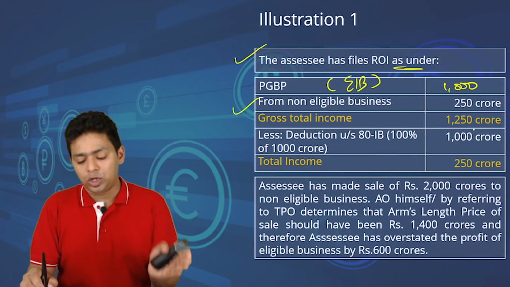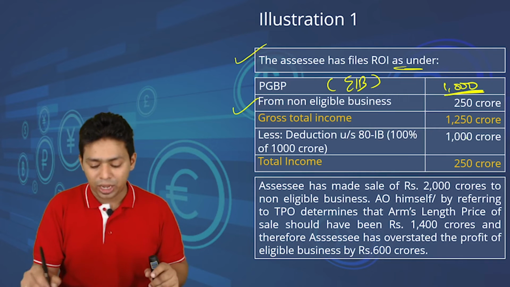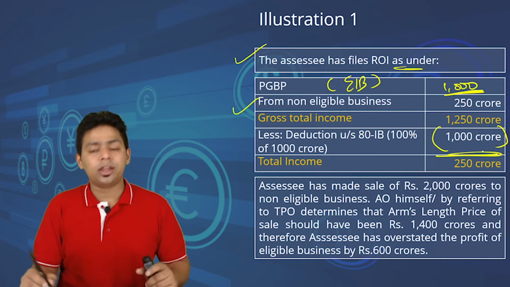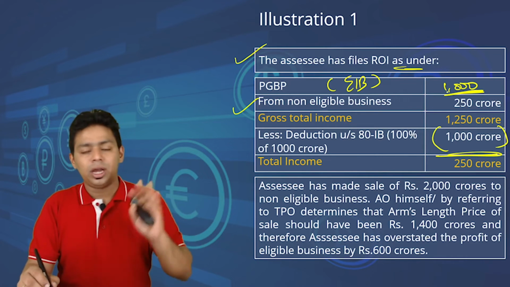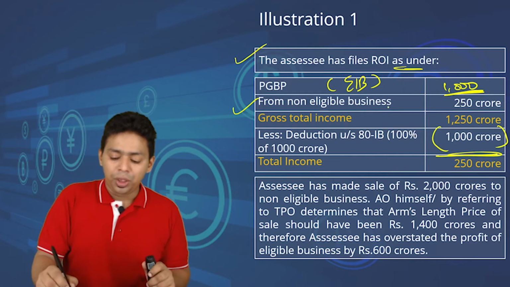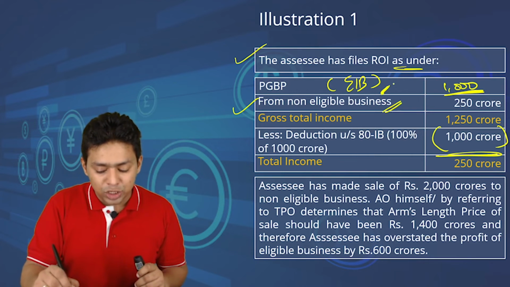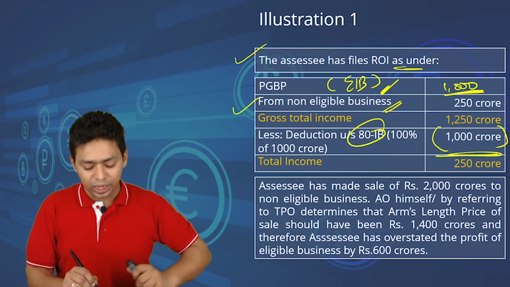Gross total income is 1250, but you know that because this is the eligible profit, that profit will be allowed as a deduction under 80IA, 80IB, and the net total income will be 250 crore. That means the 1000 crore was completely exempted from the tax. So what the assessee will try to do, he will try to shift the profit of a non-eligible business to the eligible business to take undue advantage of section 80IB, profit-linked deduction.